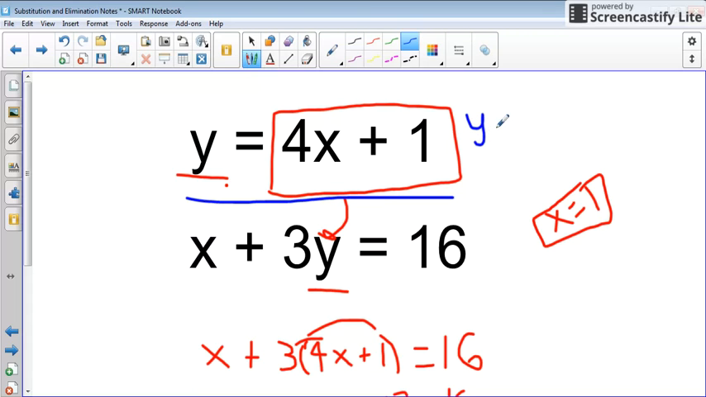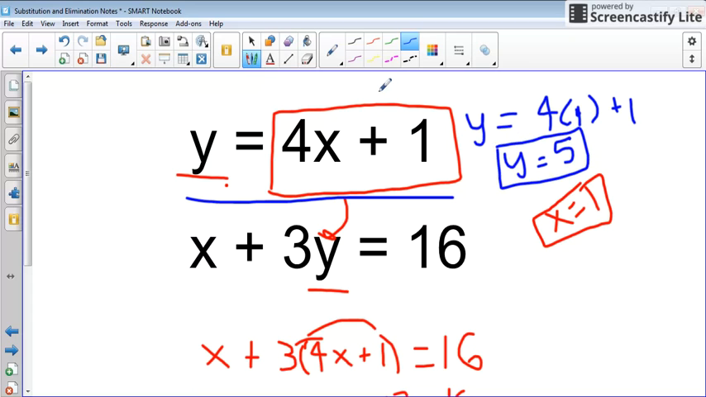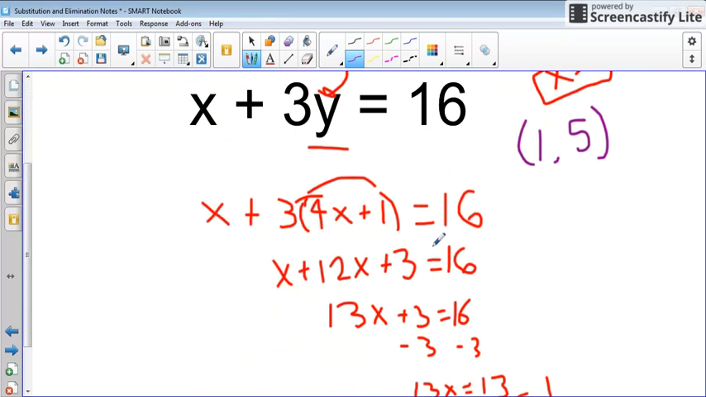I'll get y equals 4 times 1 plus 1. If you simplify this, you just get y equals 4 plus 1, or in other words, y equals 5. So that is your answer: x equals 1, y equals 5. If you want to write it as an ordered pair, the ordered pair would be (1, 5). And you would see, if you graph these two lines, that they would intersect at the point (1, 5). So that is the solution to this system of equations.